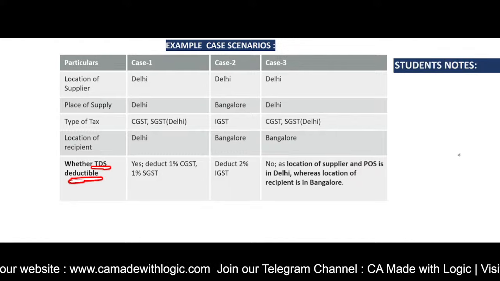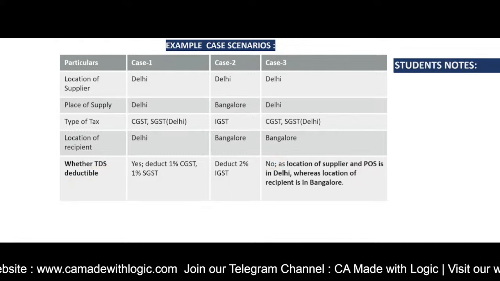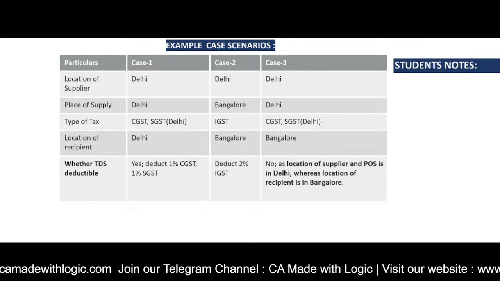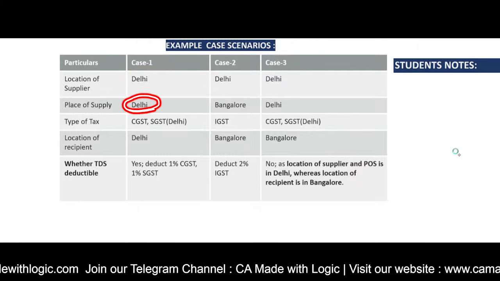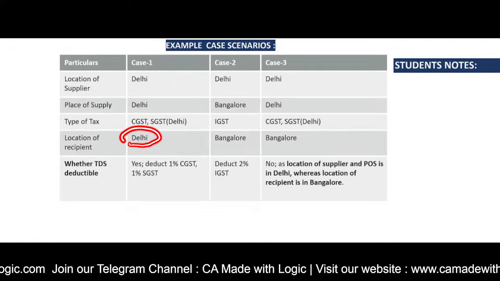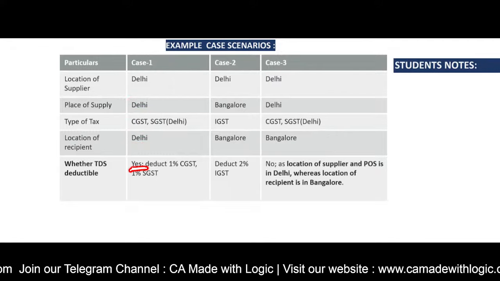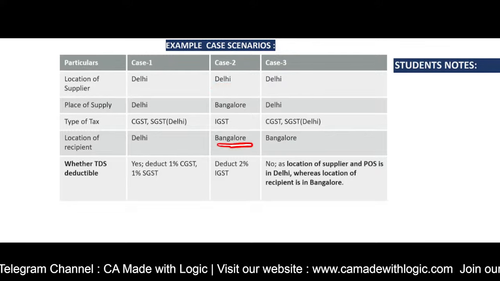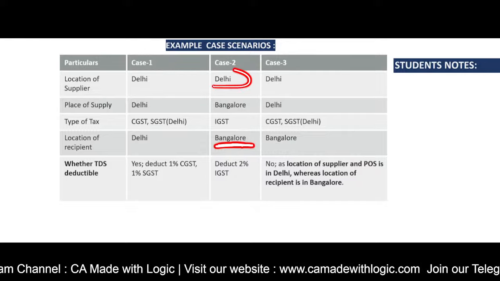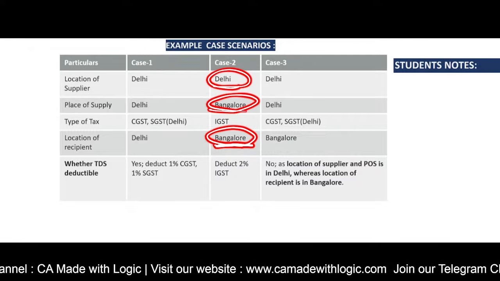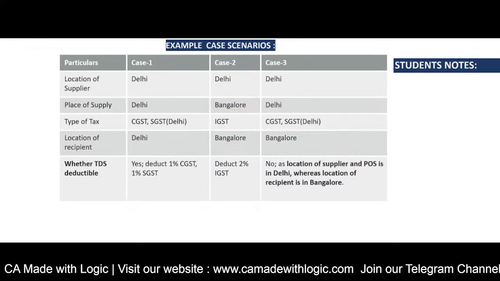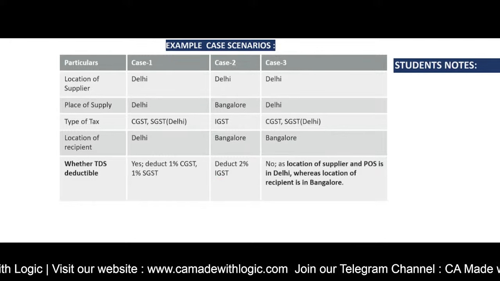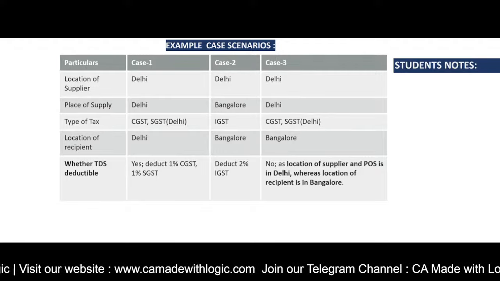So is TDS deduction needed? No. So TDS isn't required. Whereas in the case where the location of the supplier is in the same state, the place of supply is also in the same state, and the location of the recipient is also in the same state, then there is a requirement to deduct the TDS. If the location of the supplier, the place of supply, and the location of the recipient are in three different states, then also you need to deduct the TDS. Okay, so this example is going to clarify all your points.